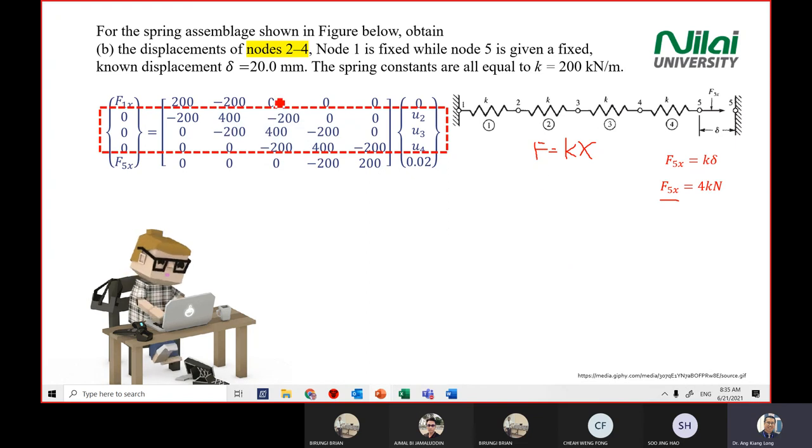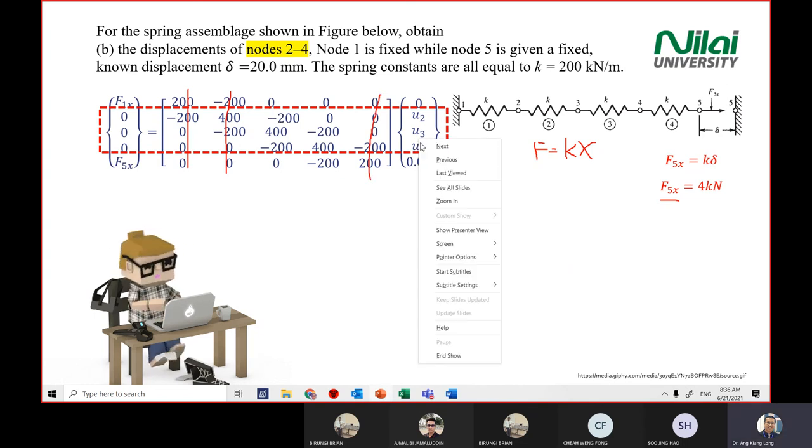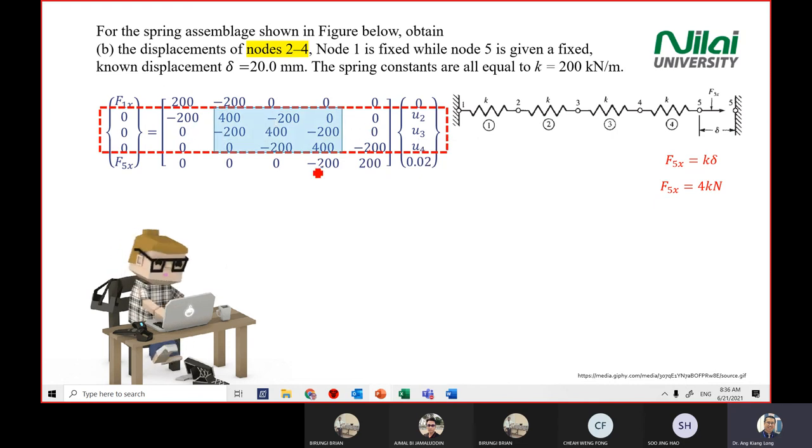All right. Now, since we are focusing on 234, right? You are focused on 234. So what you can do here, you just close. Sorry, I overdrew already. So what you focus on is this area. You close row 1 and the last row, the first and the last one. So you're only focusing on this 3 times 3 matrix here, right?